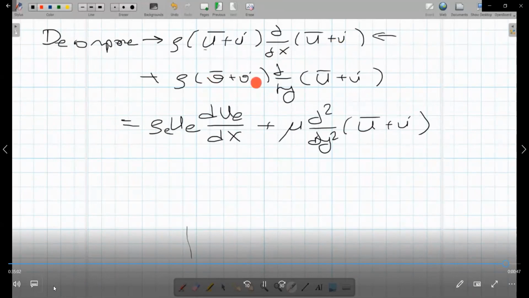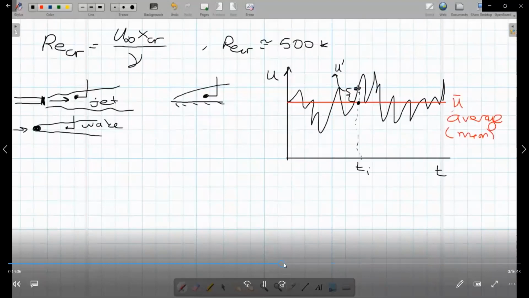Also in this term we have 4 terms, and in this term we have 2 terms. So we have to expand this equation, explicitly write each and every individual term, and then apply our second step, which is time averaging, after our first step, decomposition. Okay, guys, I want to give a short break for this velocity at that time instant, instantaneous.